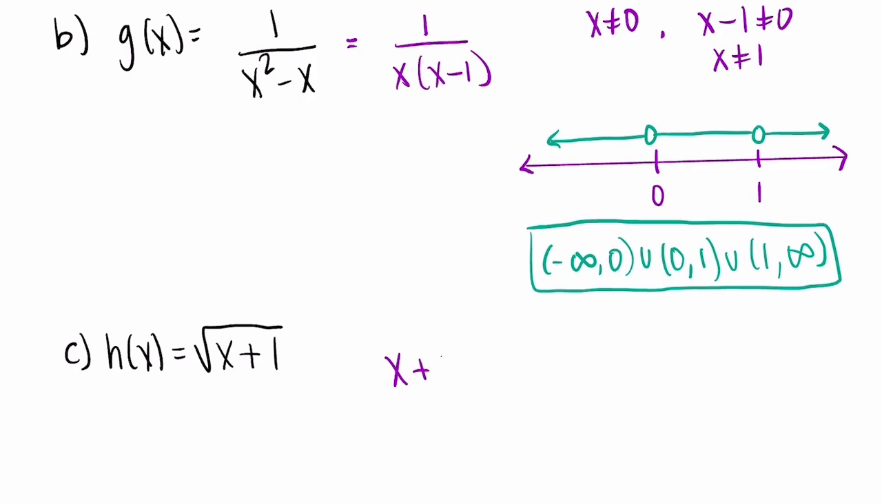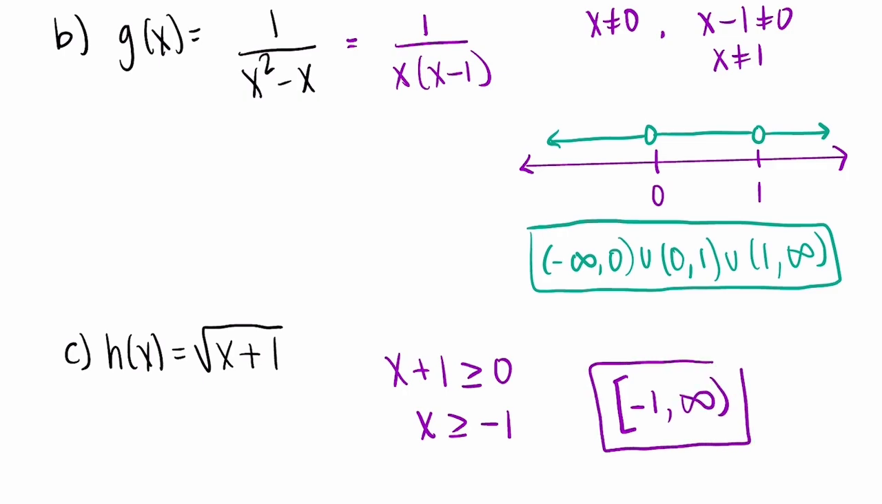has to be greater than or equal to 0. And then if I solve that, we get x is greater than or equal to negative 1. Or if I do that in interval notation, it starts at negative 1 and then just goes to the right forever, to infinity. Okay. Any questions on that?